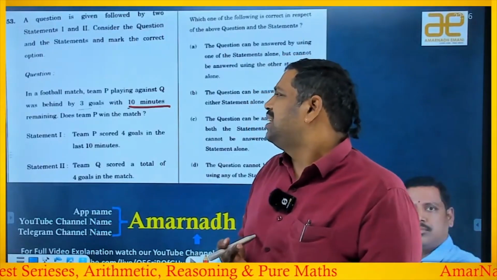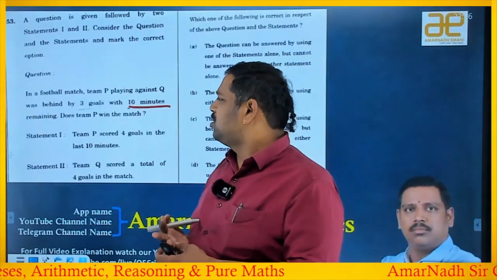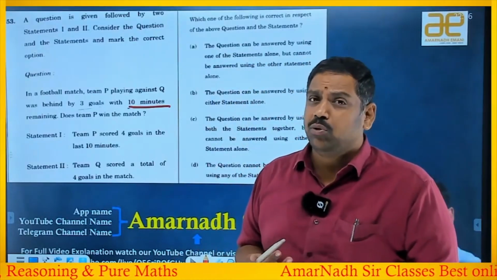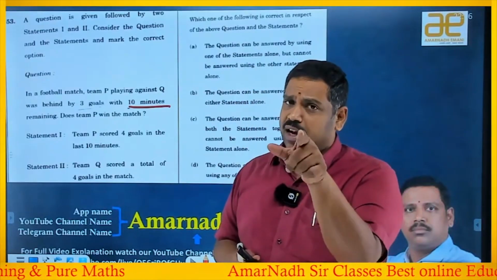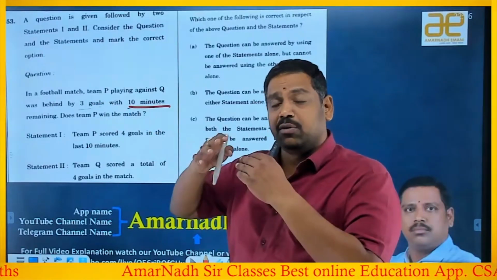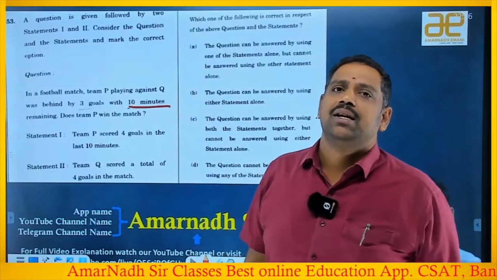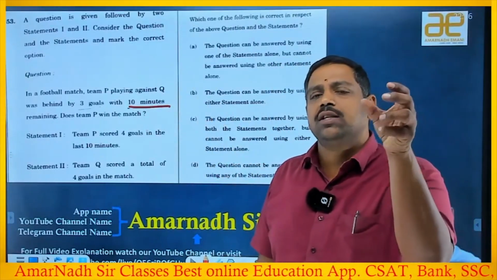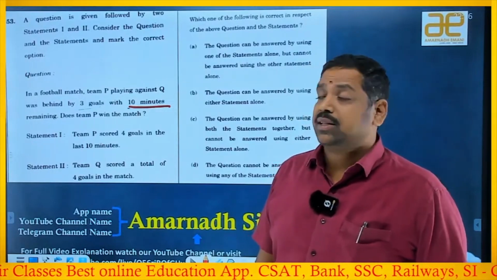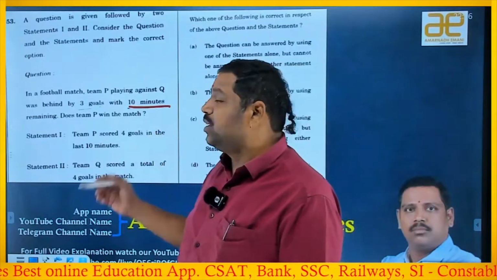4 goals. Sir, in the last 10 minutes, P scored 4 goals. But what about Q? If Q has not scored any goal in the last 10 minutes, then the 3 balance is covered and 1 extra, which means definitely P will win. Suppose Q also scored at least 1 goal, then what happens here? Then it is unable to win, right?